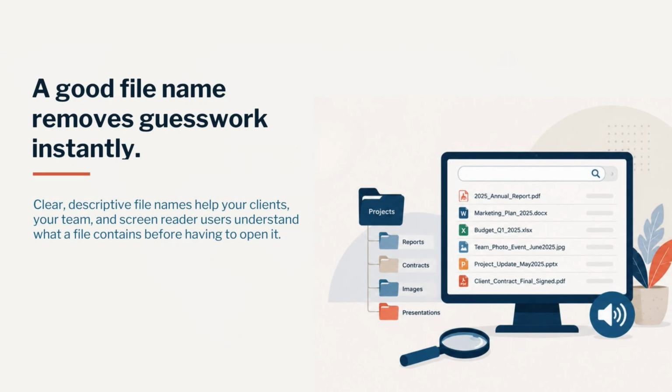Clear, descriptive file names help your clients, your team, and screen reader users understand what a file contains before having to open it. They also help keep your files organized, improve search visibility, and support accessibility standards like WCAG 2.4.4 link purpose and context, since file names often become clickable links online. But the biggest benefit is clarity. A good file name removes guesswork instantly. So let's go through 7 simple rules that make a major difference right away.